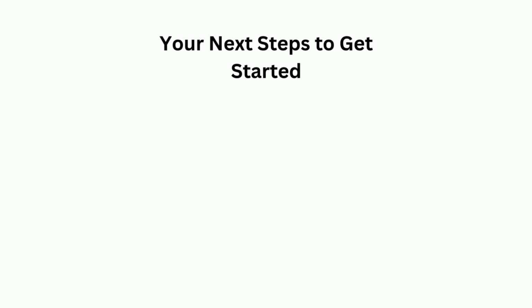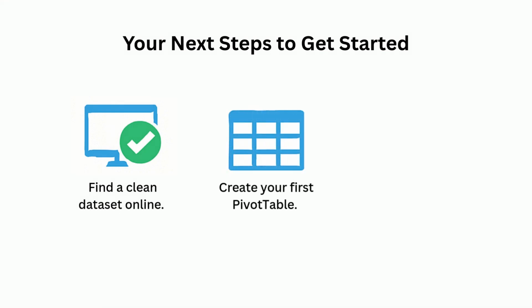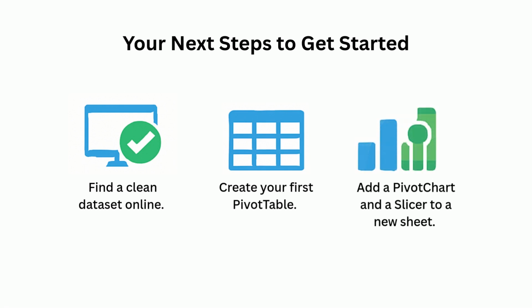Ready to start building? Here are your first 3 steps. First, find a clean dataset online that you can use for practice. Next, create your first pivot table to start summarizing that data. And finally, add a pivot chart and a slicer to a new sheet to see your dashboard come to life.